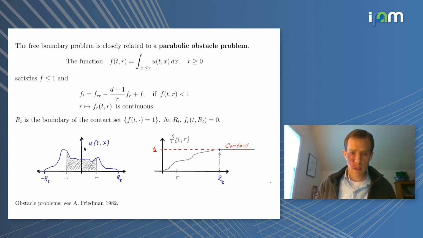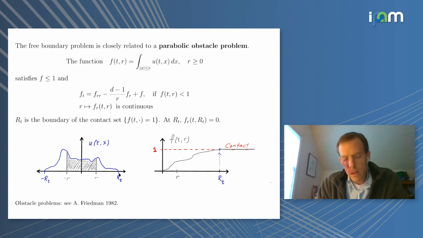Right? So here is a representation of u. We obtain f by integrating over the ball of radius R. And so I'm calculating the mass up to radius R, and that's f of R. So f, as a function of R, is non-decreasing and increases toward 1, the total mass. And the boundary of this contact set is the radius in which the mass of u is contained.